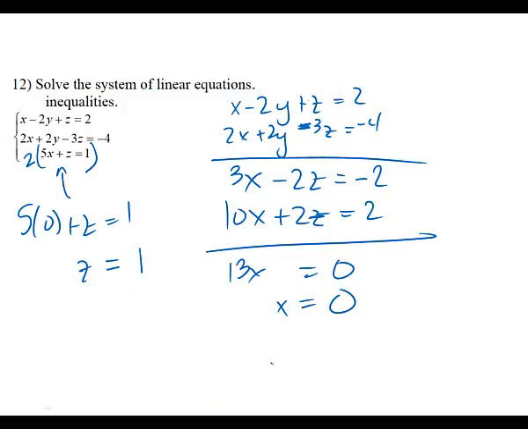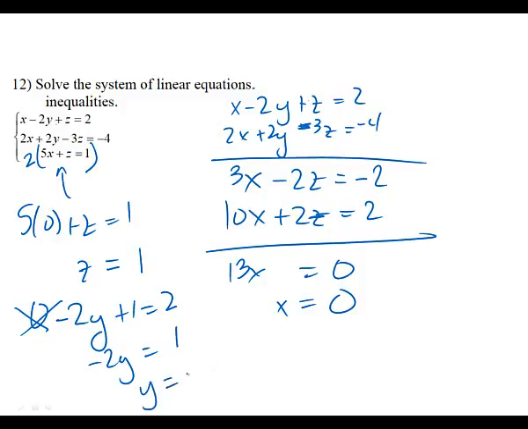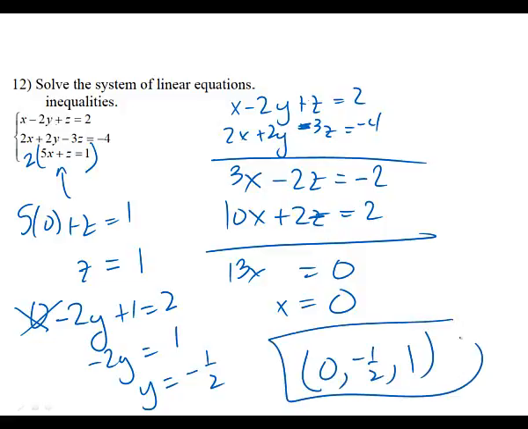I still haven't gotten the y, have I? So do you want to go into the first one, the second one? First one. Okay, so 0 in for x, minus 2y plus 1 equals 2. So that's gone, right? What am I going to do to move the 1? Subtract. And what do you get? 1. And then y equals? Negative 1 over 2. So 0, negative 1 half, and 1. That was easy.